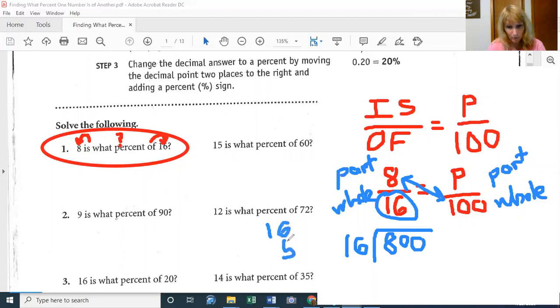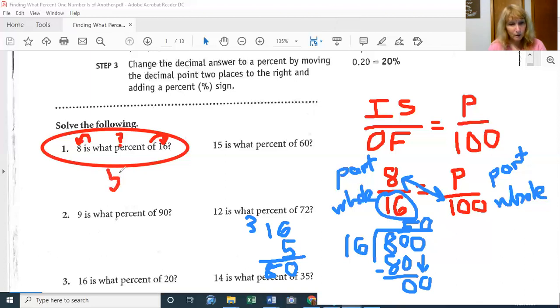Let's try multiplying by 5. 5 times 6 is 30. Carry the 3. 5 times 1 is 5 plus 3 is 8, so 80. Yeah. So 5 goes here. And 5 times 16 is 80. Subtract 80 minus 80. You get 0. But you have one more 0 to bring down. So you bring down the last 0. 16 goes into 0 0 times. So 8 is what percent of 16? The answer is 50%.